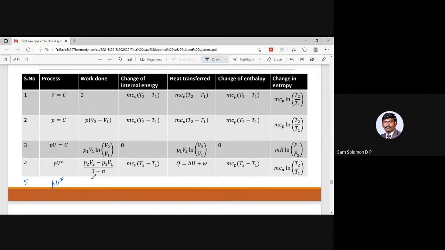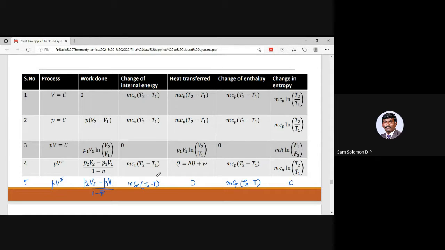For the isentropic process, you will have the change in entropy as 0. You will have the same mCp times T2 minus T1. And for an isentropic process, your heat transfer will also be equal to 0 because it is a reversible adiabatic process. This will be mCv times T2 minus T1, and this will be (P2V2 minus P1V1) by (1 minus gamma). Okay, and so this table you can remember, but I won't encourage you to memorize this.